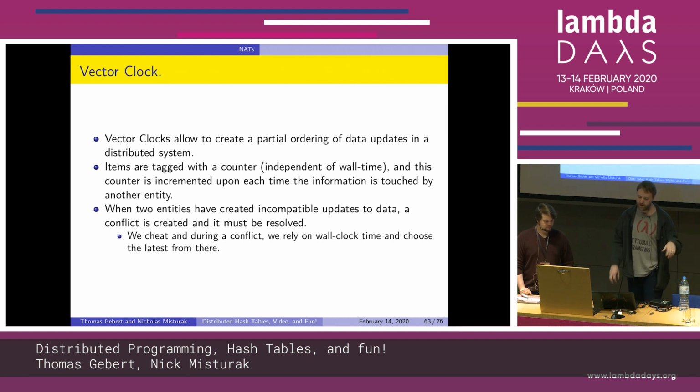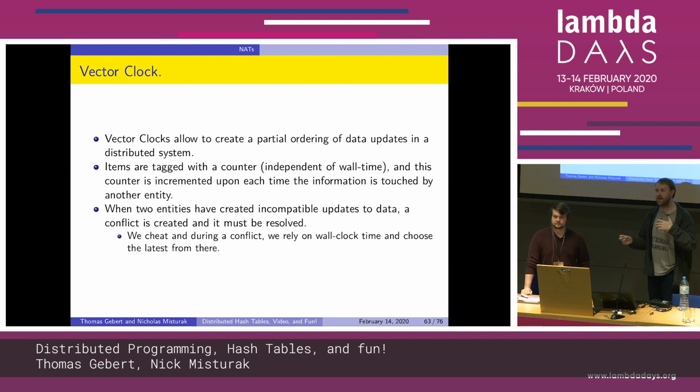Vector clocks are a whole thing. I don't know if I implemented mine correctly. I think I did. But basically, vector clocks allow a partial ordering of a distributed set of data. Whenever an item is modified in some way by a node, a counter on it is updated, and everyone's doing this all the time. And so when two incompatible updates happen, you have to resolve the conflict. For this, we cheat a little bit: we also publish the wall clock NTP time, and we just choose the latest one. So only if there's a conflict. It doesn't happen that often, but in the case that it does, we cheat.